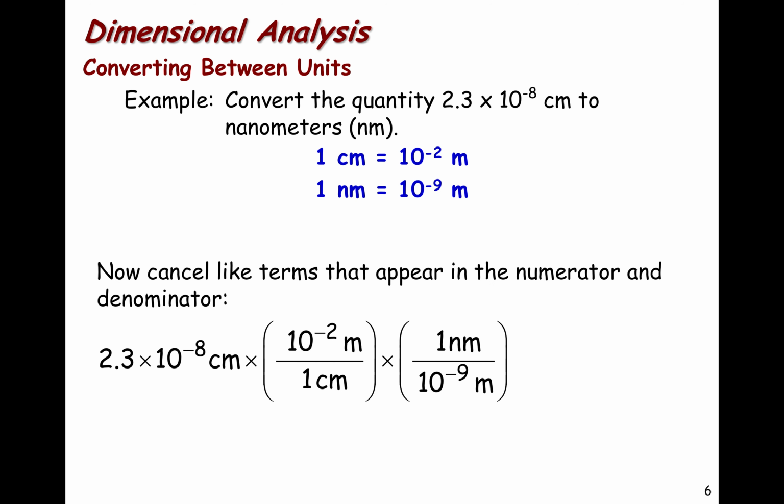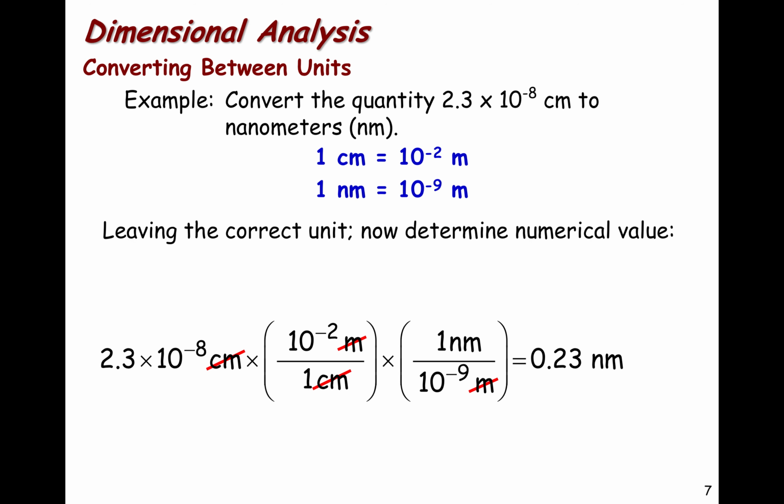Cancel out all the terms that are in both the numerator and denominator, and do the mathematics, multiplying everything in the numerator and dividing by everything in the denominator. That ultimately gives you the answer of 0.23 nanometers. Right.